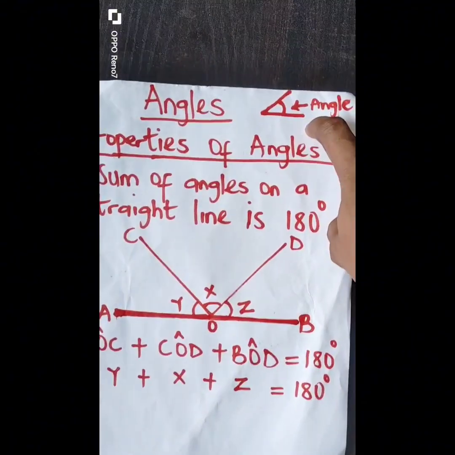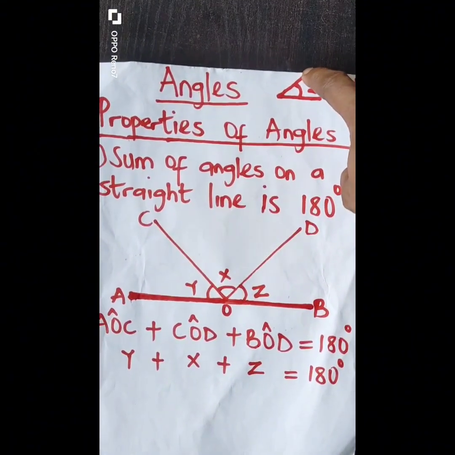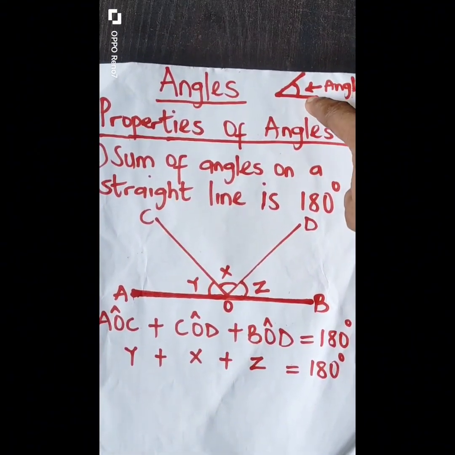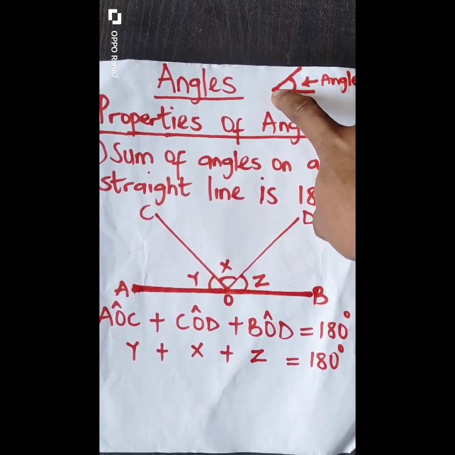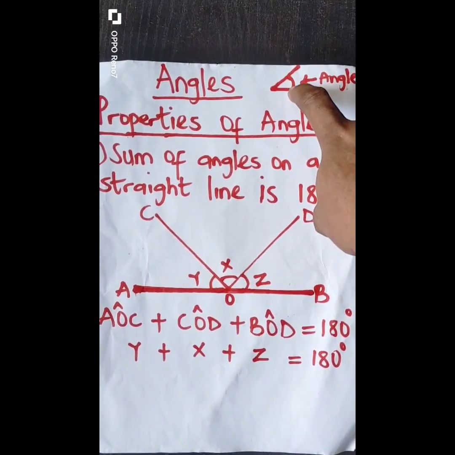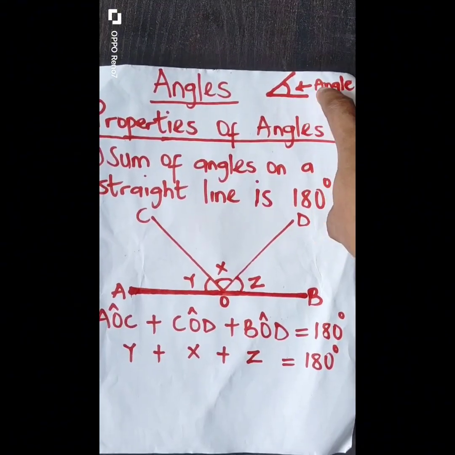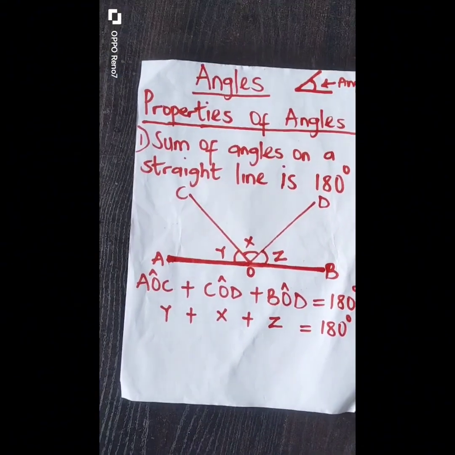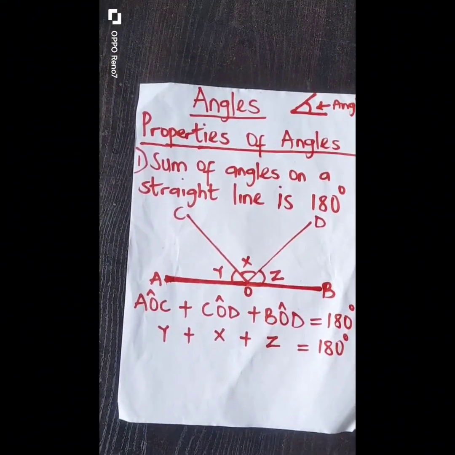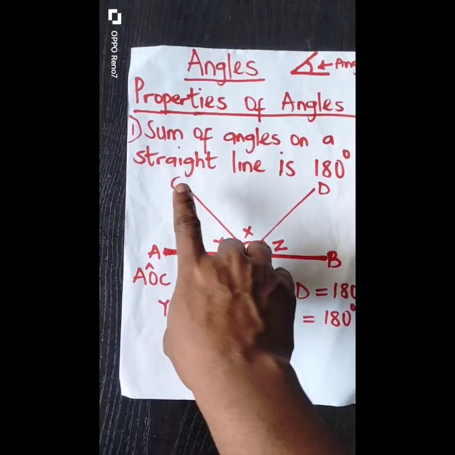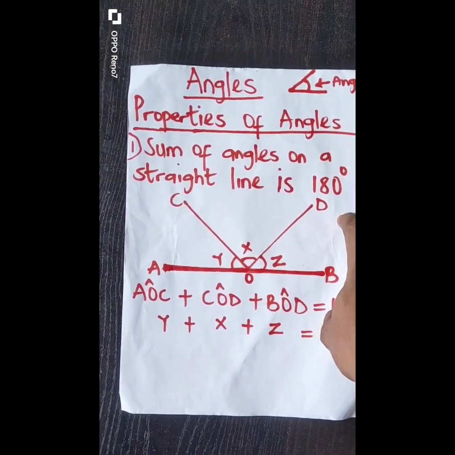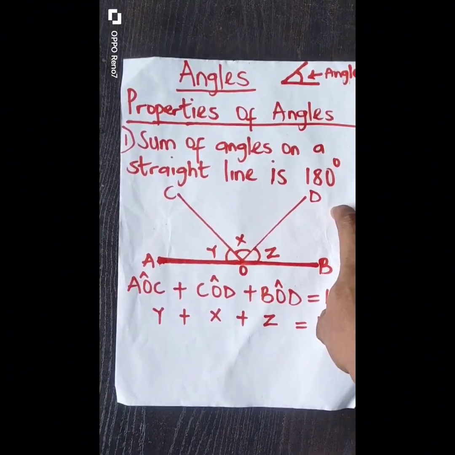Now when you look at this diagram closely, you see a line here and another line in this place. We have a space between them because when these two lines meet at this point, we have a space between them. That space is simply called an angle. Now let's quickly dive into the properties of angles. The first one we have here is: sum of angles on a straight line is 180 degrees.